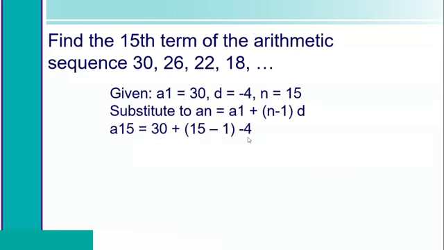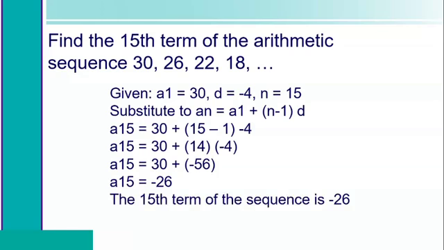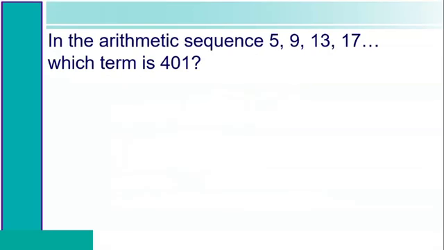So we'll just substitute. an is equal to a1, which is 30, plus n, which is 15, minus 1, times our common difference, negative 4. So a15: 15 minus 1 is equal to 14, times negative 4. That will now lead us to negative 56. So 30 plus negative 56 is now equal to negative 26. So the 15th term of the sequence is negative 26.